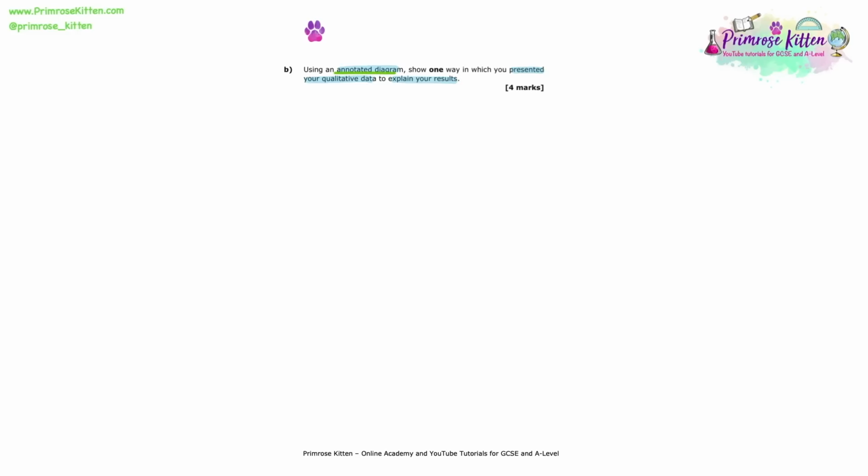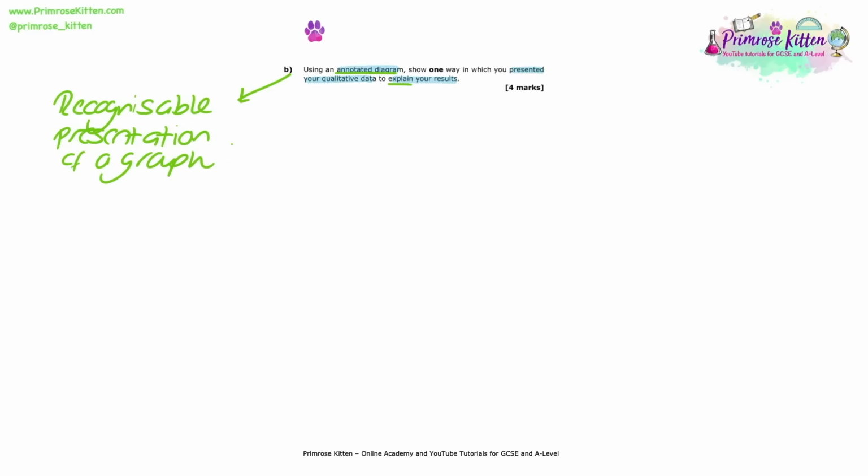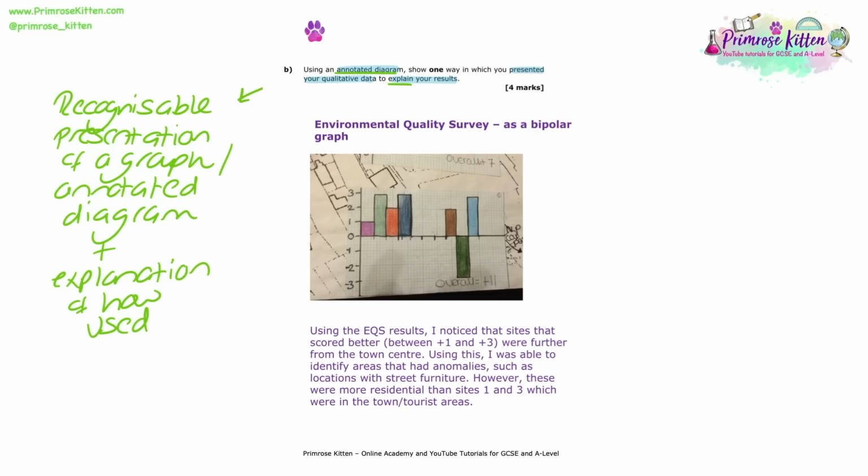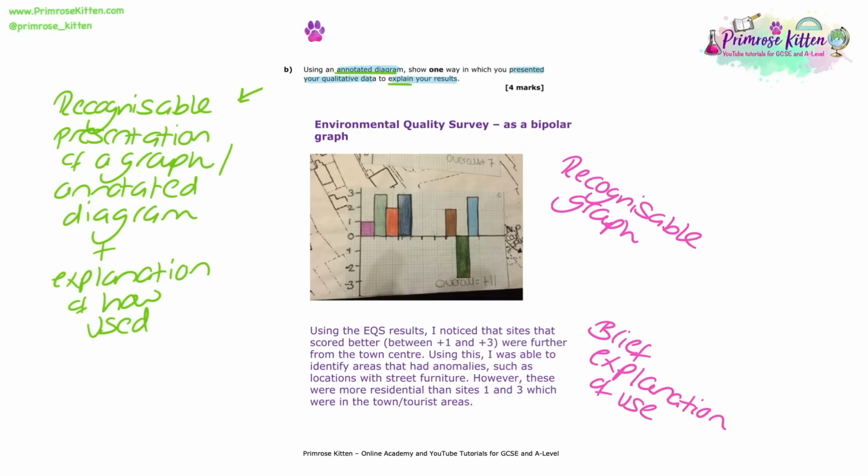To achieve full marks on this question, you need to ensure that you are including a recognisable presentation of a graph or annotated diagram with a brief explanation of how you used it. One example might be the presentation of an environmental quality survey as a bipolar graph. Here you would be awarded the marks for a recognisable graph, and then there is some brief explanation provided underneath it in terms of how it was used.